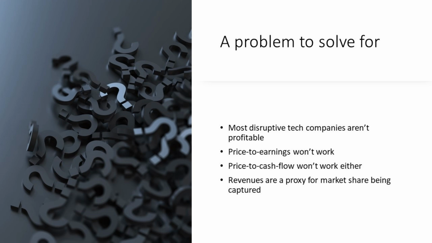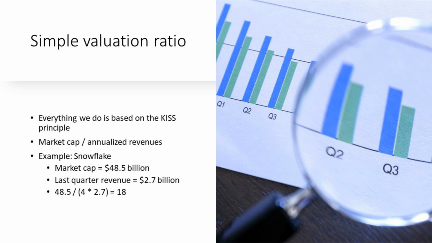Now, revenues are important for disruptive growth companies because they're a proxy for market share being captured. So when we wanted to develop a valuation ratio, we knew it had to take into account revenues. Everything we do here at Annualized is based on the KISS principle, which some of you will know as keep it simple, stupid. So market cap, that's the market cap of the company. You can go to Yahoo Finance and easily look that up. Divided by annualized revenues. Simply take their last quarter and multiply it by 4.